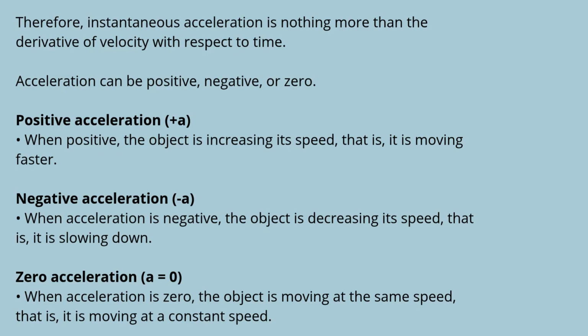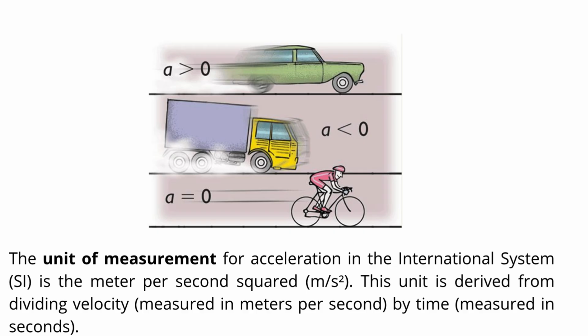The unit of measurement for acceleration in the International System is the meter per second squared. This unit is derived from dividing velocity, measured in meters per second, by time, measured in seconds.